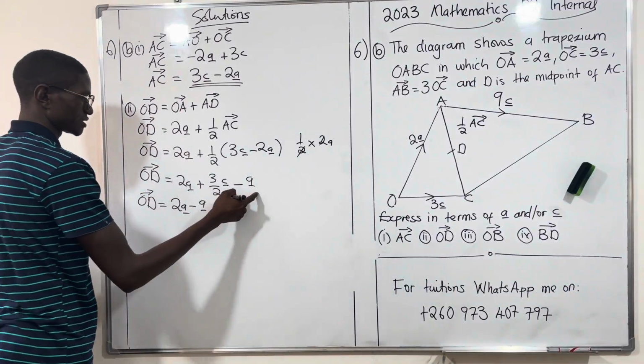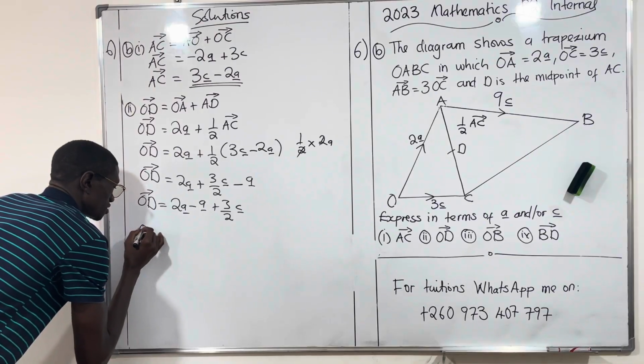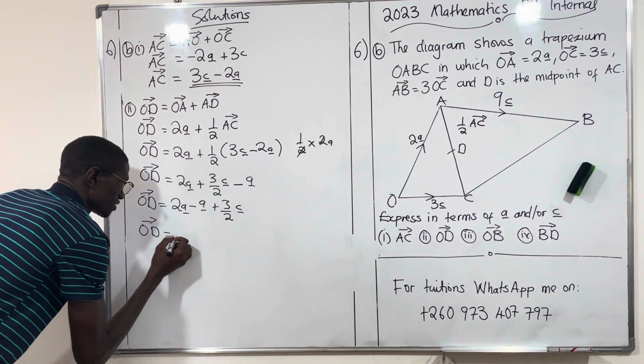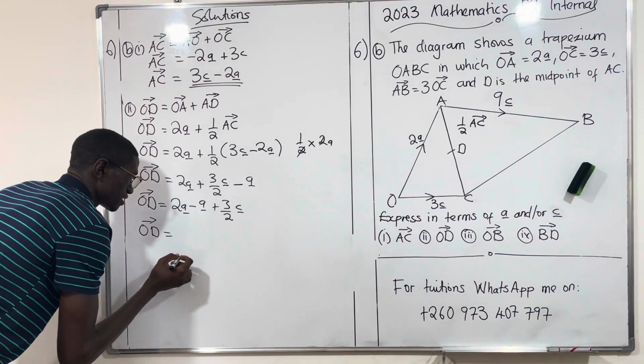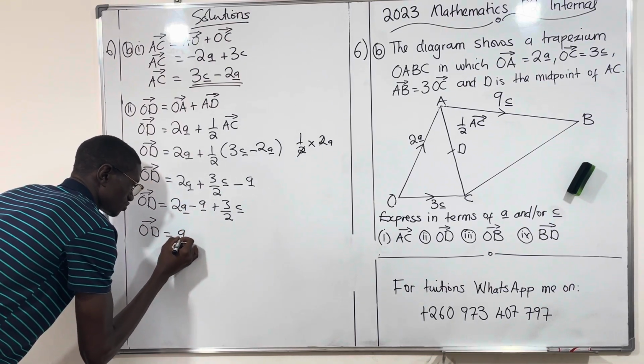So I've grouped the like terms. This one and this one are like terms, and that's what we have there. So meaning vector OD is finally going to be 2 vector A minus A. There's an invisible one there, so we're going to say 2 minus 1 there. It's going to give us a 1.